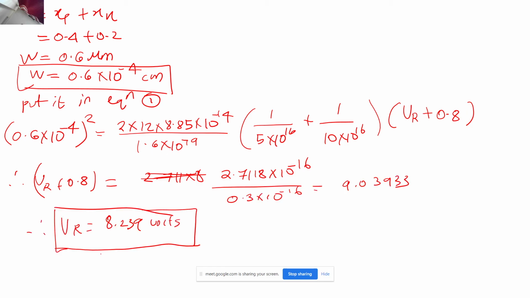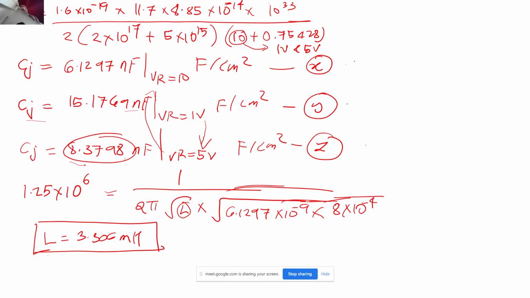The previous question, sir. Can you go to the previous question? In the calculation for CJ, next page. I think you have missed 10 to the power minus 14. Oh, okay, got it. Sorry for that mistake. So actually it's coming to be 1.32, sir. CJ is coming to be 1 nanofarad.